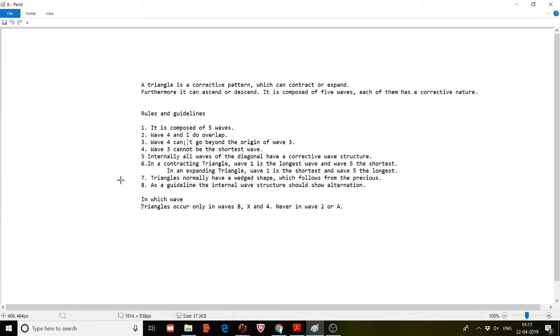A triangle is itself a corrective pattern which can contract or expand, and in my previous webinars I have already explained the contracting triangle and the expanding triangle, and after that it can ascend or descend. I will discuss that on the chart, it will be better. Then I have shown you it is composed of five waves. Wave 4 and 1 can overlap, but wave 4 cannot go beyond the origin of wave 3. So wave 4 should be shorter than the length of wave 3.